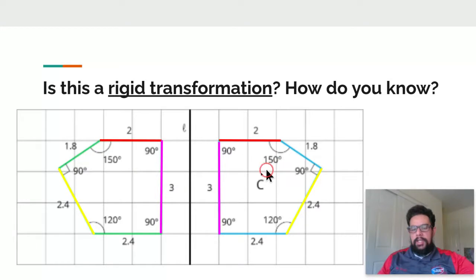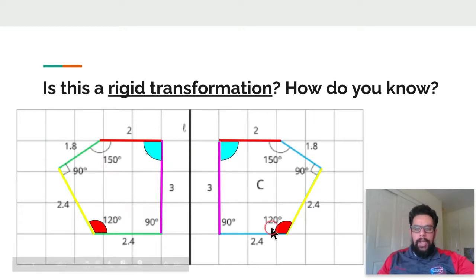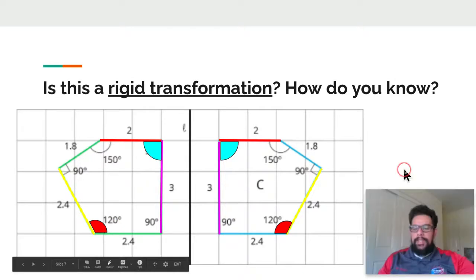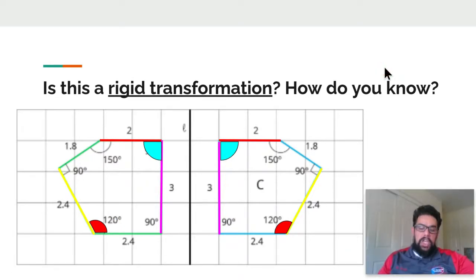And you could also see in the other ones that I did not color that those corresponding sides are also the same. Now let's look at the angles. So now here are the blue angles. These are corresponding angles. The red angles, these are also corresponding angles. And you notice that they have the same measurement. And if you check all the angles in the figure, you'll see that they all are the same as a corresponding angle. So this is a rigid transformation.